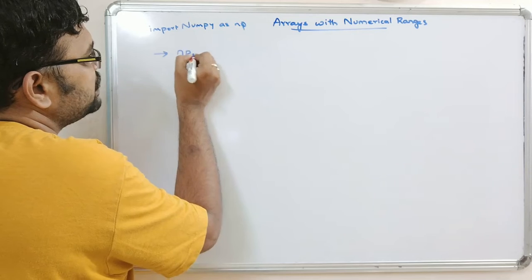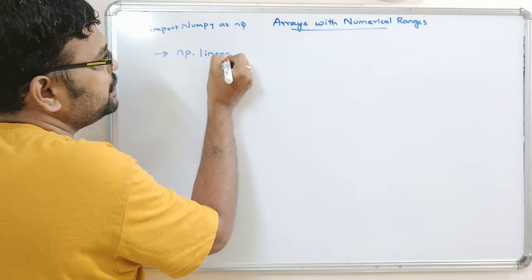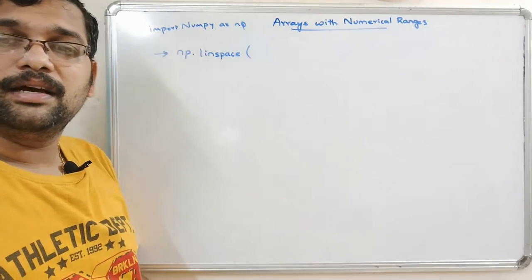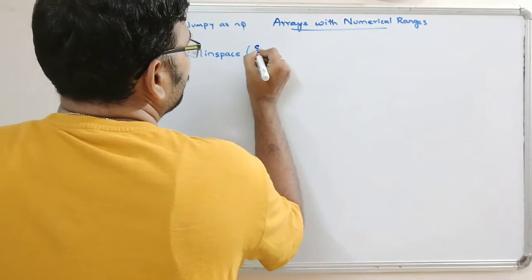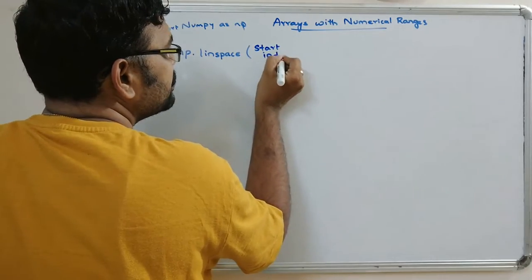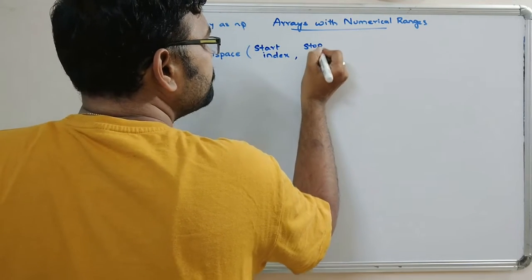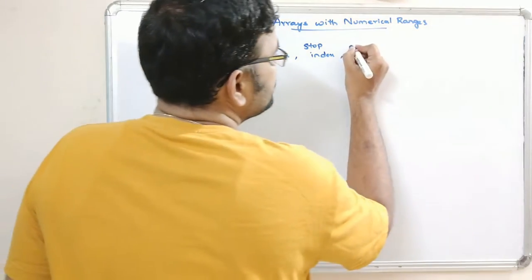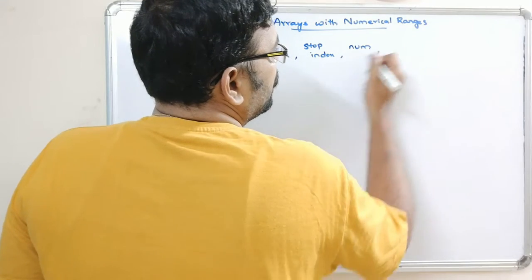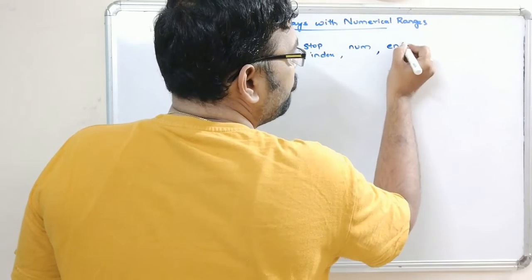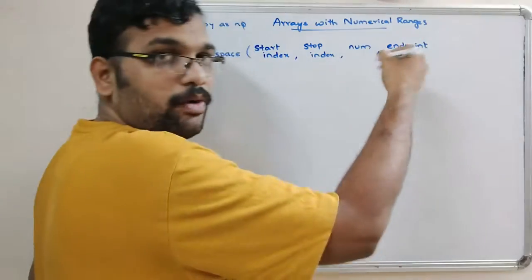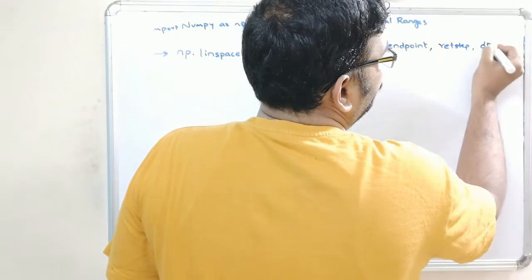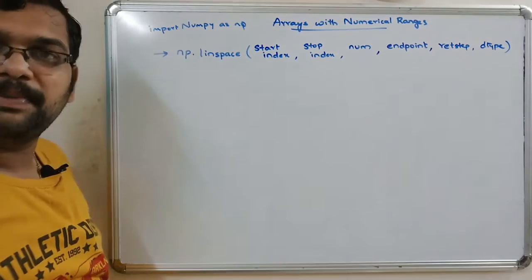So here also we have to pass np dot linspace, and the first parameter is the same, that is the start index, and the second parameter is the stop index. The third parameter is not the step size. Here we have to give some number. Then the fourth one is endpoint. I will give you the description of what is the use of all these parameters. The next one is retstep, and the next one is dtype. So it will have all these parameters, right?